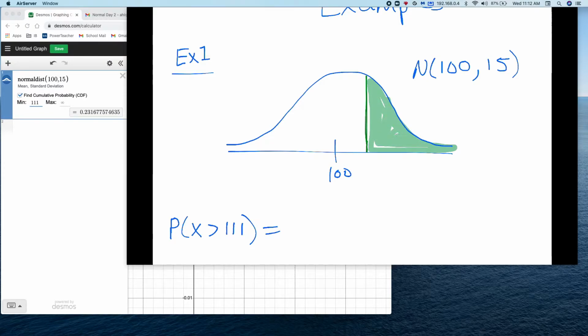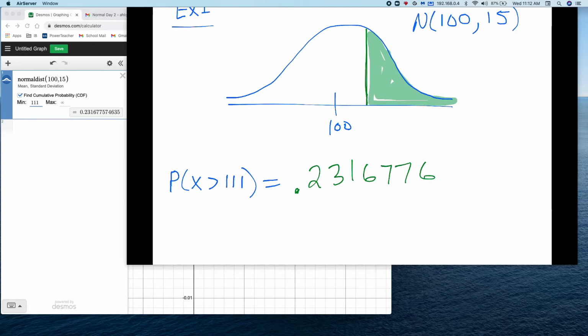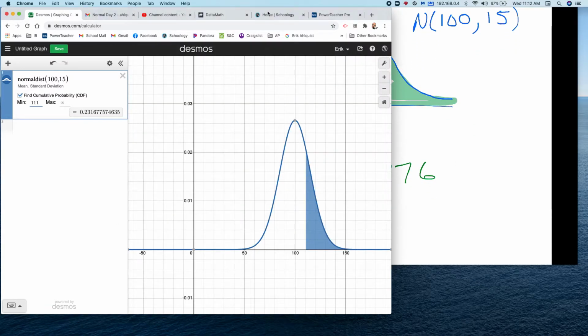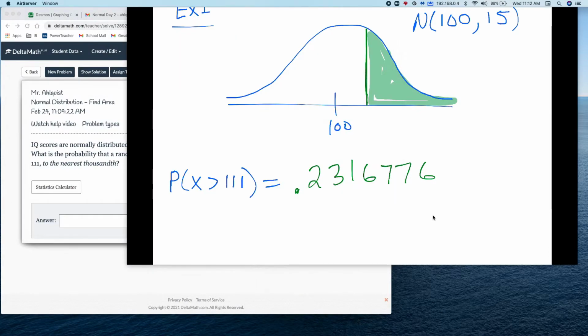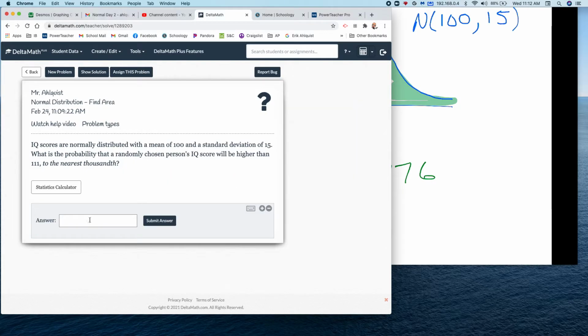So we end up with something like this. Notice that when we get that, we get 0.2316776 roughly. On the Delta Math assignment, it says to the nearest thousandth. That would be 3 decimal places. So we're going to type in 0.232, and we should get the right answer.